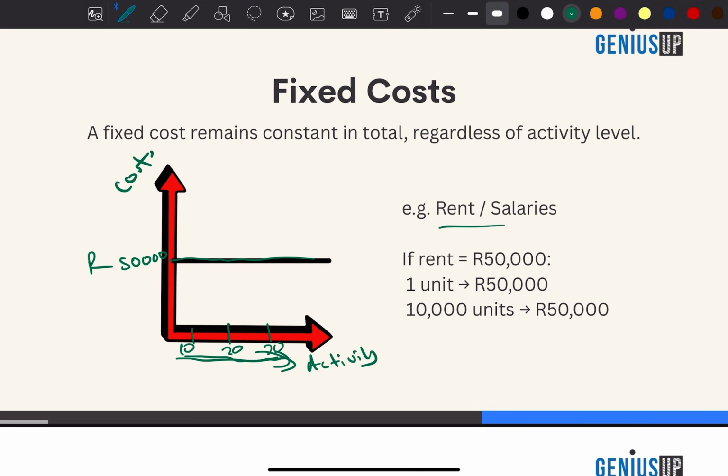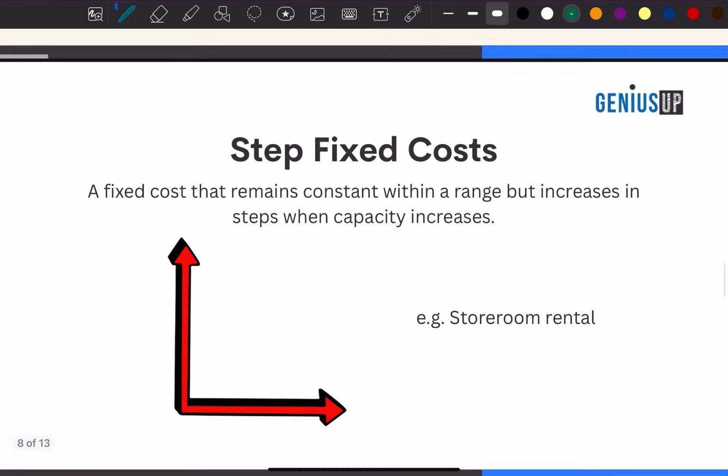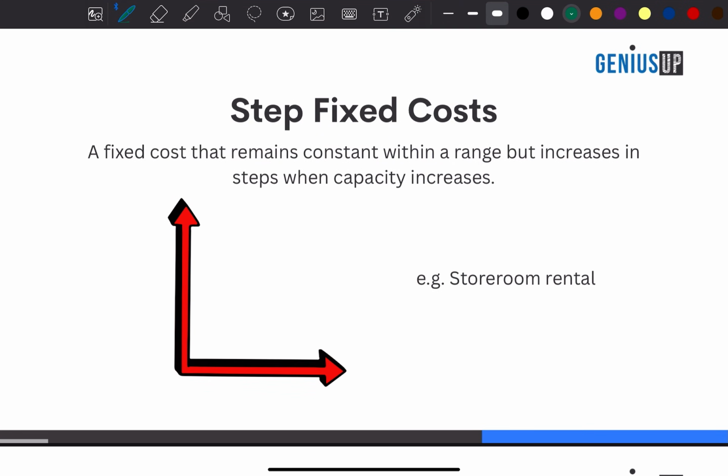An example of this is rent. If you rent a certain building and you run it as a factory, whether you produce 100,000 units or 50 units, it really doesn't matter. The landlord wants their rent, which is 50,000, at the end of the month. Whether you produce 1 unit or 10,000 units, the cost is fixed. That's the idea of fixed cost: regardless of how many you produce, you still have to pay the same amount. And then we move on to step fixed cost.